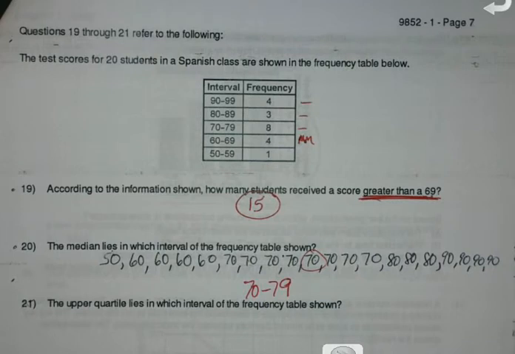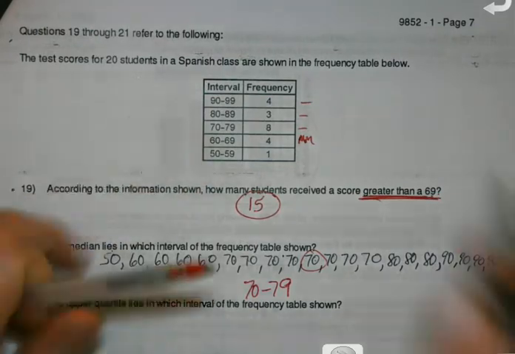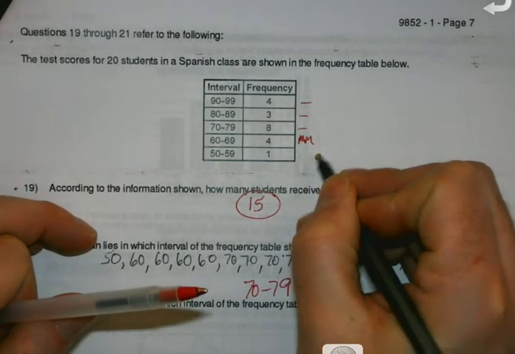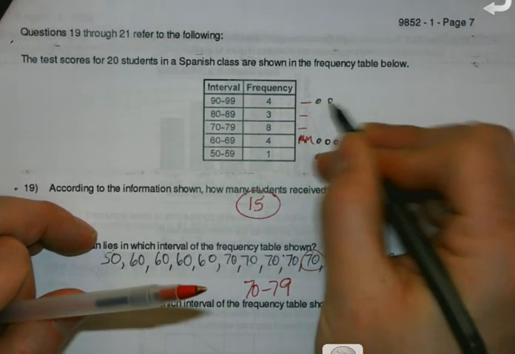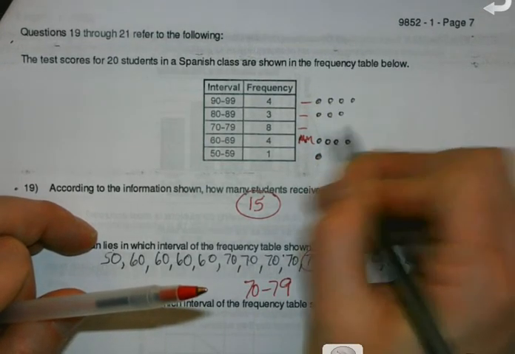Now, could I have figured that out without writing all these numbers down? Sure. Well, how could you have done that? Here's another thing that I could have done. Instead of writing down numbers, check this out. I'm going to put a dot here. I'm just going to put single dots for however many the frequency says.